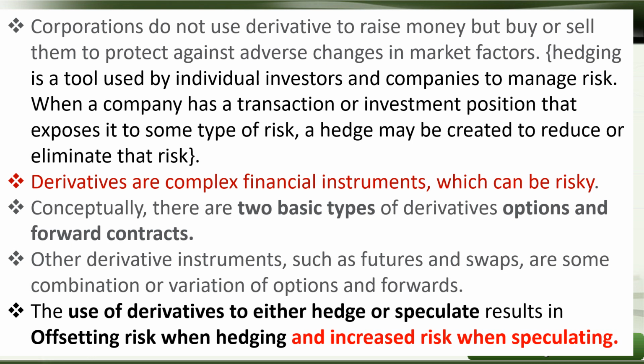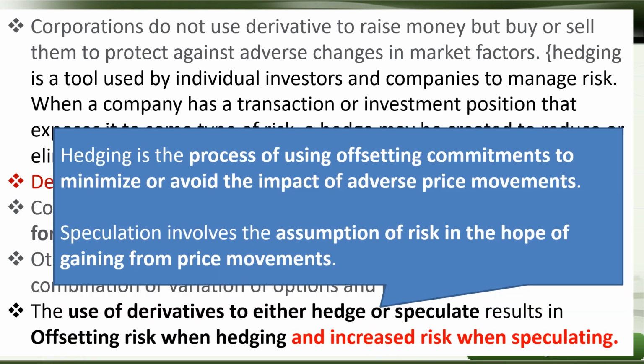Derivatives are complex financial instruments which may be risky. Conceptually, there are two basic types of derivatives, that is options and forward contracts. Other derivative instruments such as futures and swaps are some combination or variation of options and forwards, which we will be studying in detail. The use of derivatives to either hedge or speculate results in offsetting risk when hedging and increased risk when speculating. So what is the meaning of hedge or speculation?